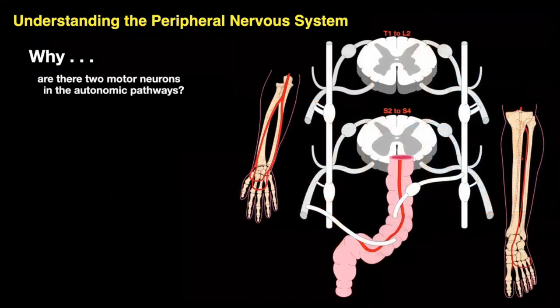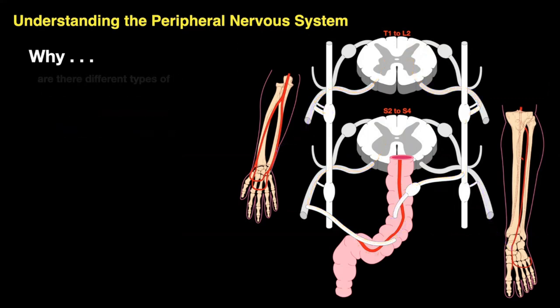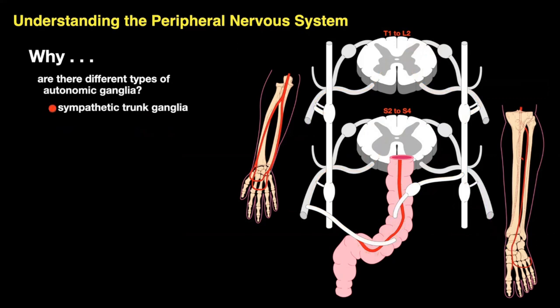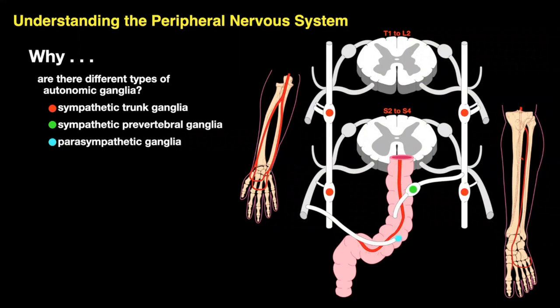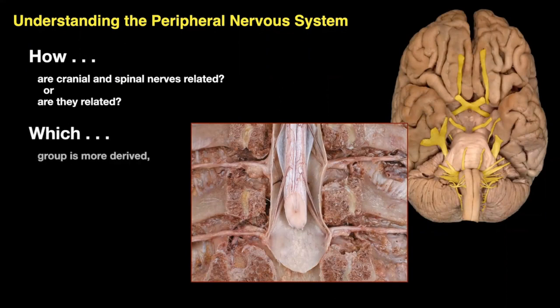Why are there 2 motor neurons in the autonomic pathways, preganglionic neurons and postganglionic neurons? Why are there different types of autonomic ganglia? Sympathetic trunk ganglia, sympathetic prevertebral ganglia, and then parasympathetic ganglia. Now, how are cranial and spinal nerves related? Or are they related? And which group is more derived, cranial nerves or spinal nerves?